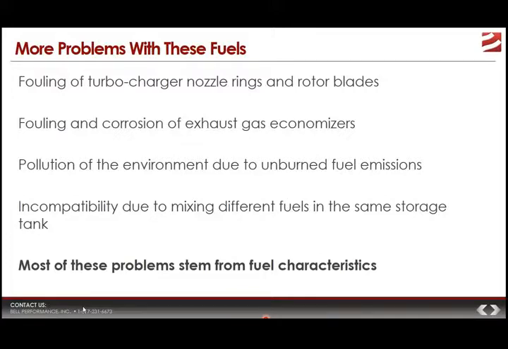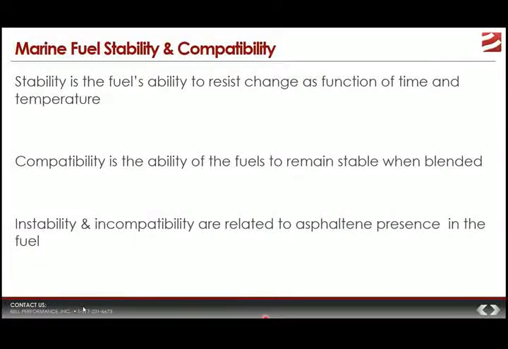So let's look at some of the more important ones a little bit more closely. Remember, we classified them as pre-combustion, combustion, and then post-combustion problems. So let's start at the beginning. Let's go to some pre-combustion considerations like marine fuel oil stability.